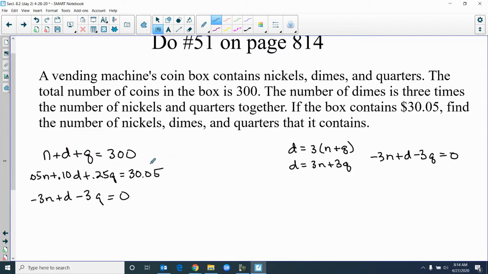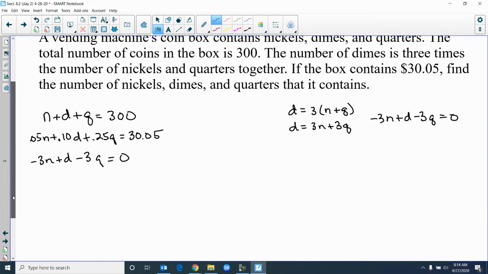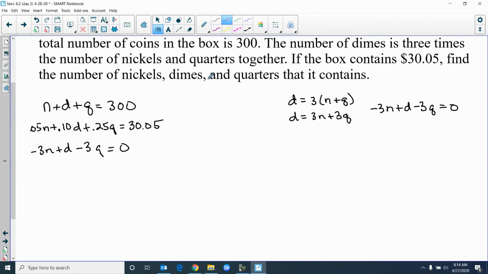Doesn't matter. All right, well, here's your key. You've got these 3 equations. And a little bit of a clue here with this second one.